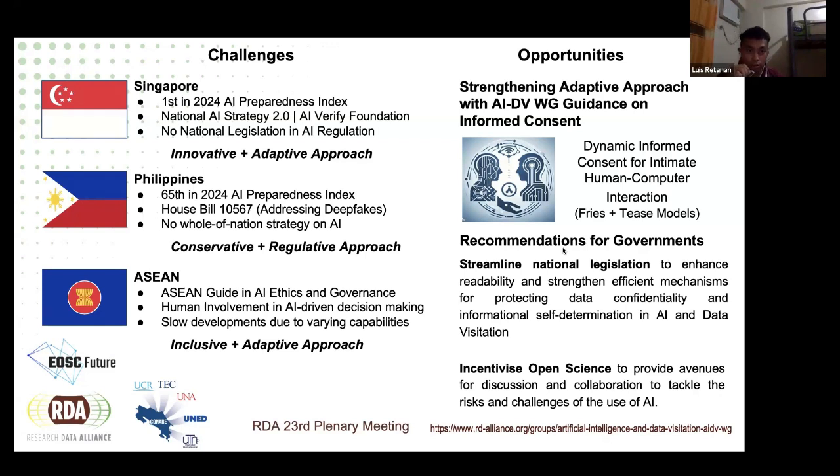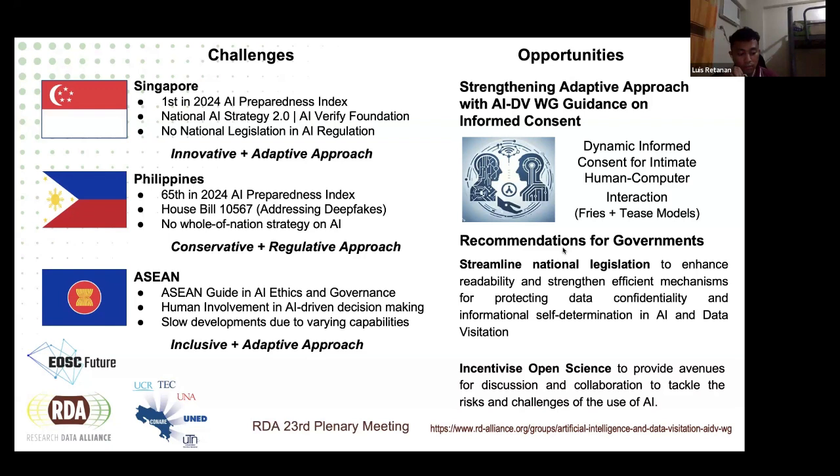In contrast, the Philippines ranks 65th in AI preparedness, unfortunately, and despite individual efforts by agencies, lack of coordination hinders progress. The nation's limited AI regulation includes a proposal, House Bill 10567, which focuses narrowly on issues like deepfakes. This reflects low technical capacity and awareness, unfortunately, which leads to a much more rigid approach in the country. Regionally, ASEAN is fostering a collective approach to AI governance.